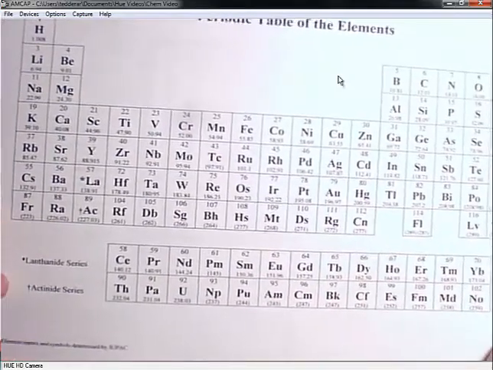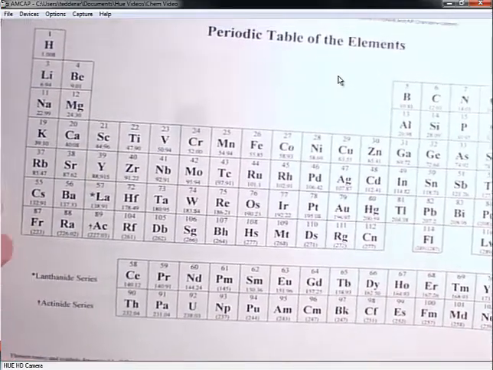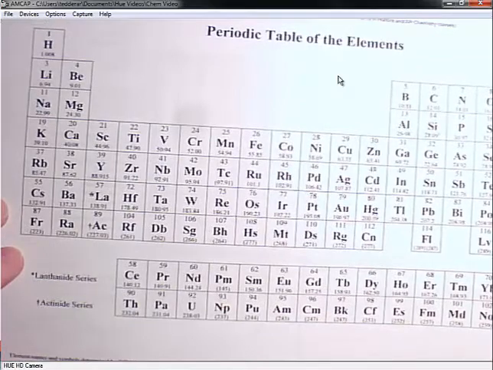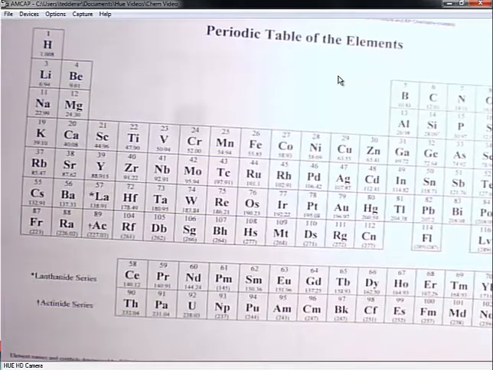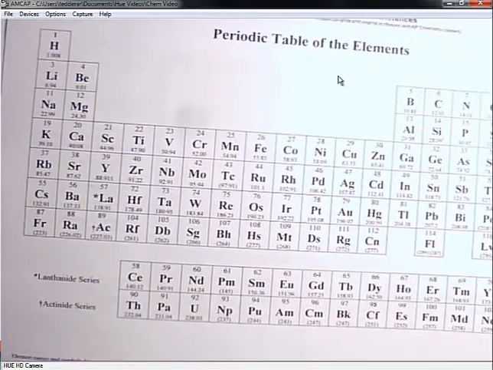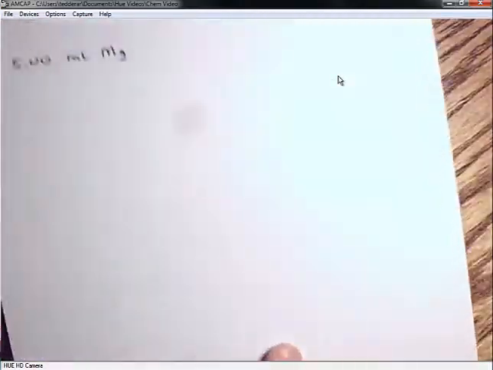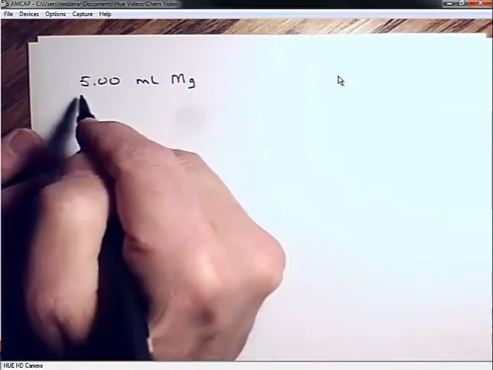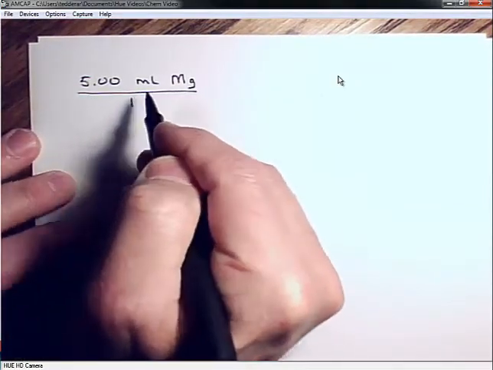So you need to start familiarizing yourself with how the symbols relate to the names. You'll have the symbols, you just won't have the names, okay? But now the first test, I'll try to help you out. But over time in this class, you're going to have to know the names. All right. So our starting amount is 5 milliliters of magnesium.